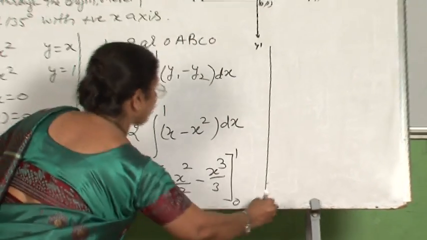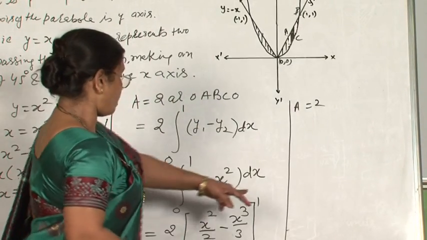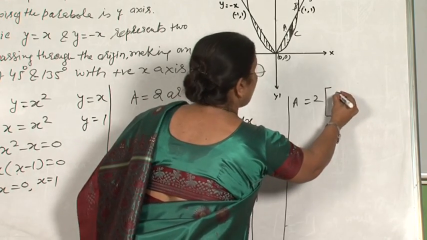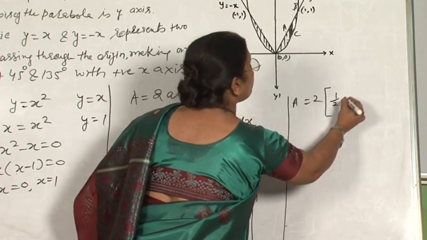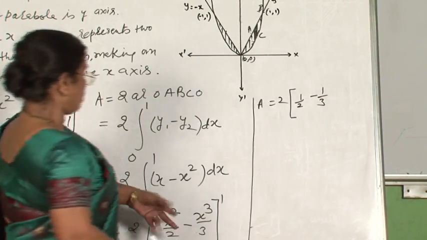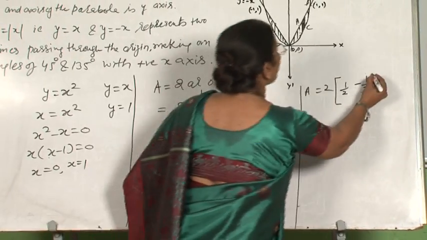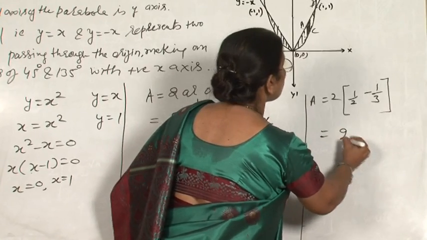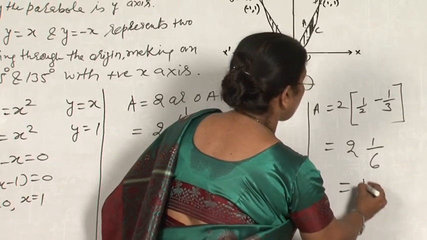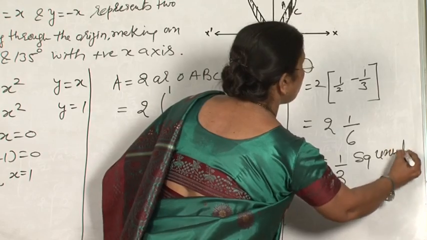Now, so this becomes 2 times of, first we will put 1 and then 0. So, 2 times of x square upon 2, that is 1 by 2 minus 1 by 3, and if we put 0 then it becomes 0. So, 1 by 2 minus 1 by 3. So, that is 2 times of 1 by 6, and that is 1 by 3 square units.